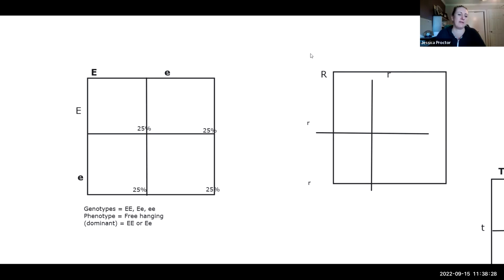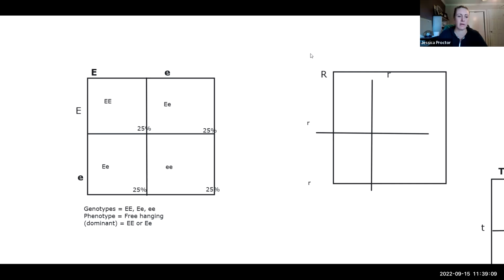You're always going to write the uppercase letter first, but in this case, we have two uppercase letters, easy peasy. In the second box, we take one from here, one from here, so we have one uppercase and one lowercase. That's a heterozygous child. In the next box, we have another heterozygous possibility. And in this last box, we have a homozygous recessive possibility.